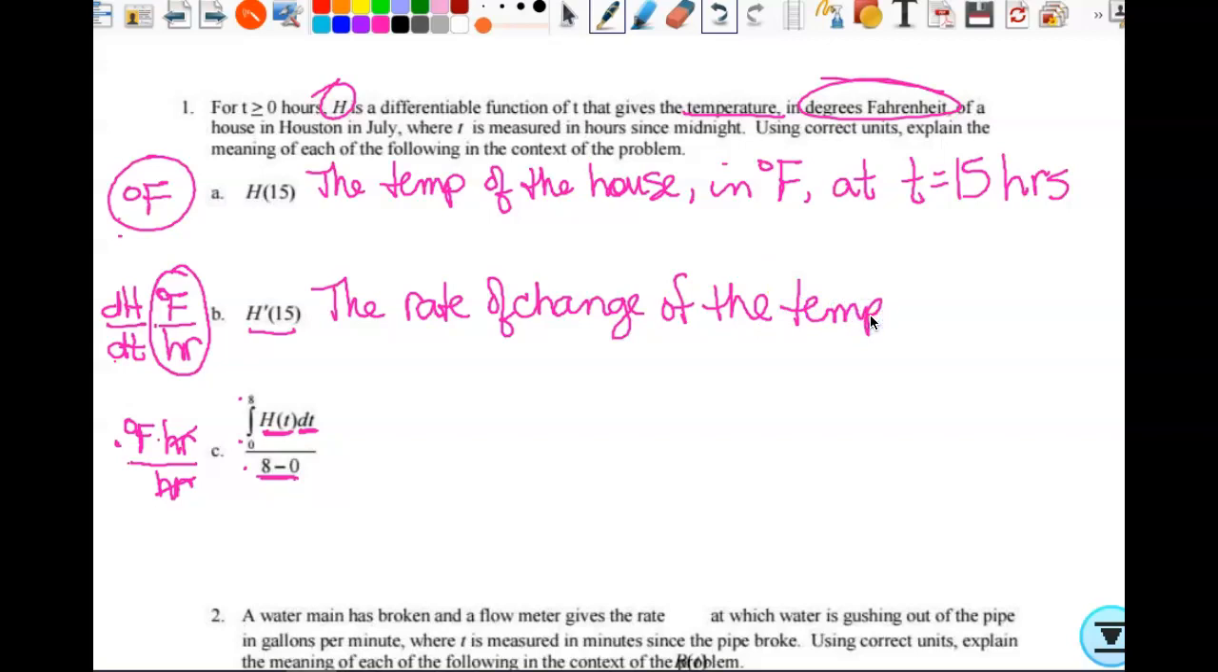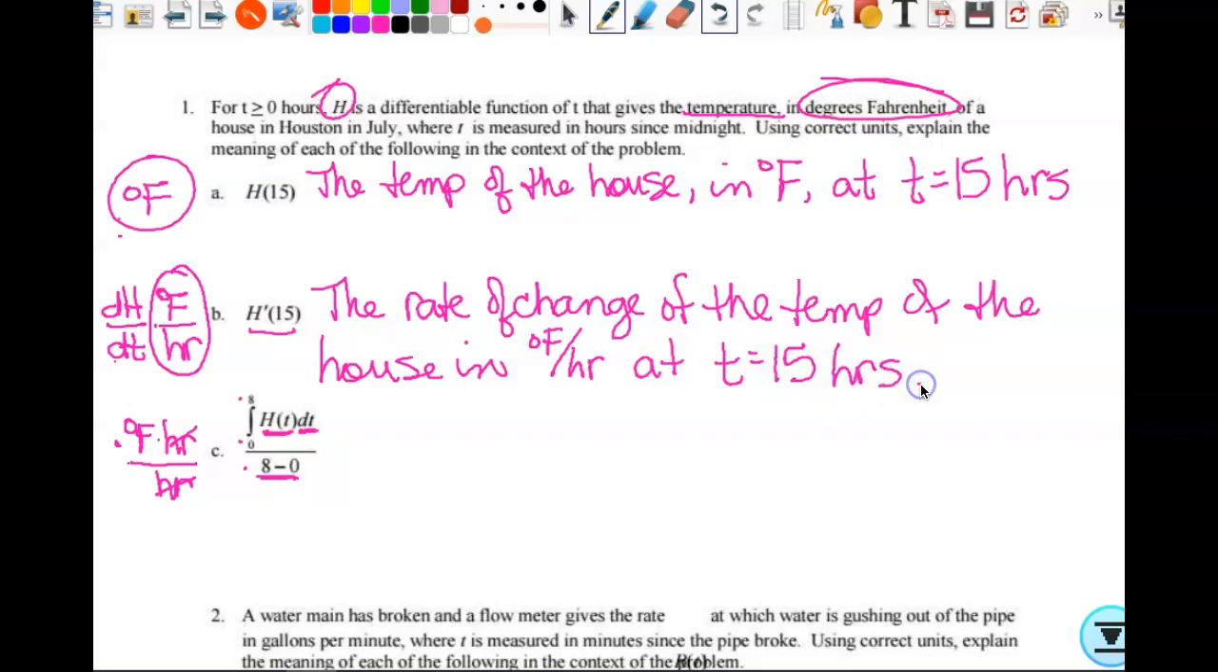Can you say what? Yes, you can probably word it a lot better than I. Use the words. The rate of change of the temperature of the house, in what? Yeah, degrees Fahrenheit per hour. The rate of change of the temperature of the house in degrees Fahrenheit per hour. This is a rate. This is a derivative. So we have to say at when? T equals 15 hours, which is also 3 p.m., but that's too much thinking for me.